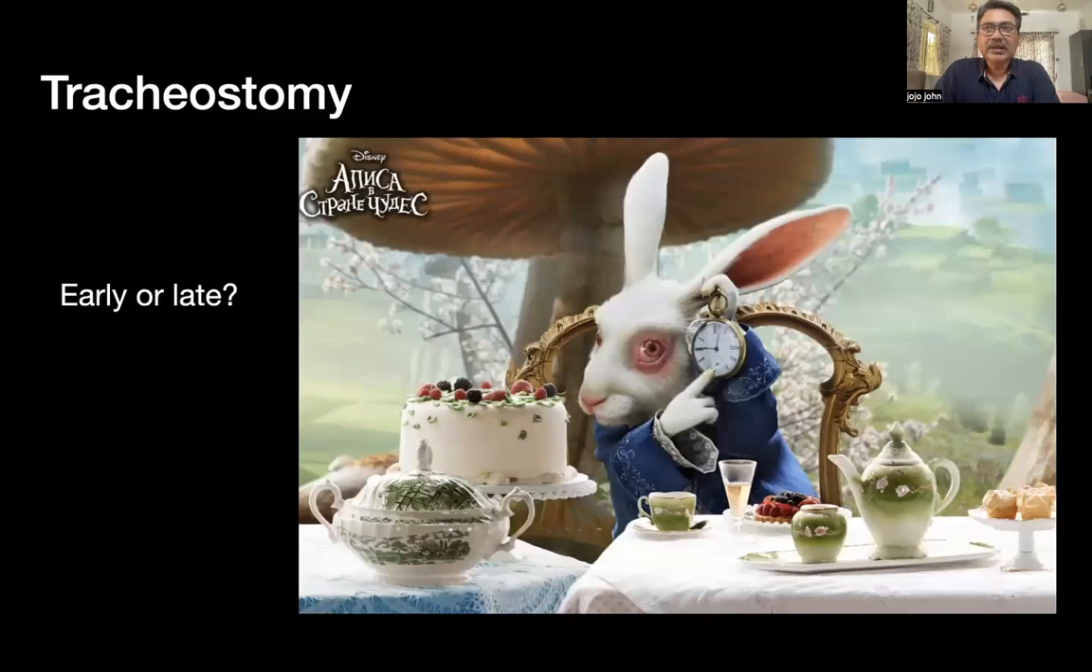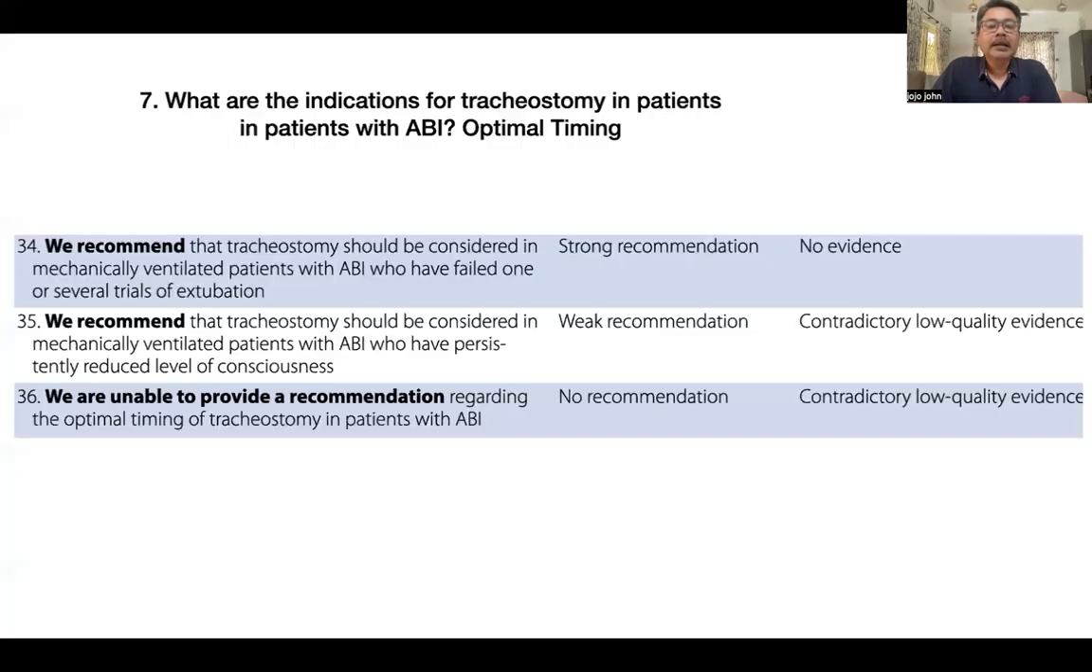Coming to tracheostomy timing, early versus late tracheostomy in these patients has been a raging controversy since time immemorial. The recommendation is that tracheostomy should be considered in a patient who has failed 1 or more trials of extubation, and if patients have a persisting impaired consciousness. The real timing of tracheostomy, no recommendations are made because the evidence is contradictory. And no good high-quality RCTs show a consistent benefit for early tracheostomy in mortality.